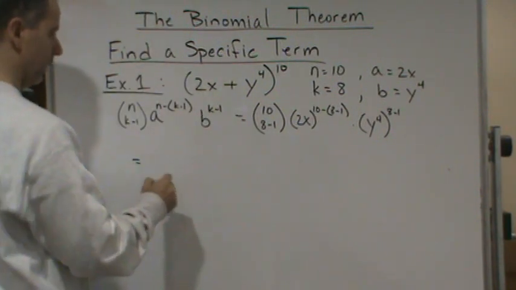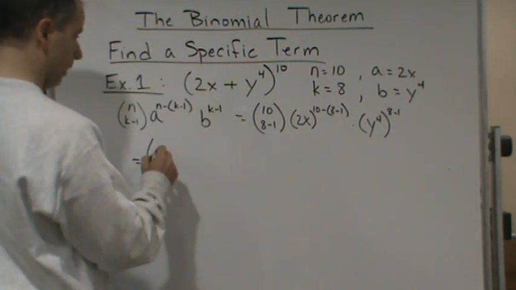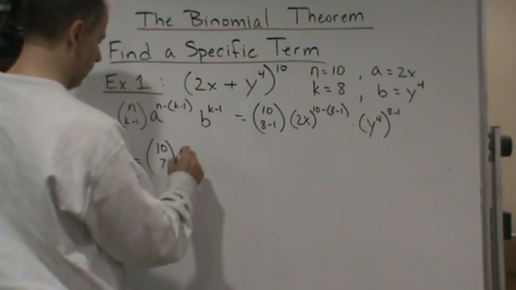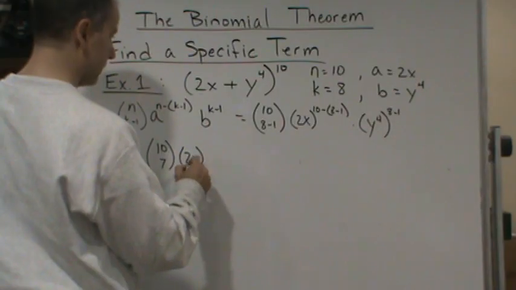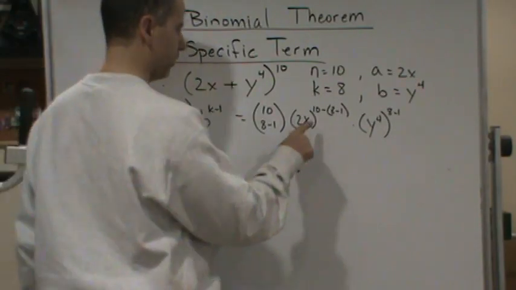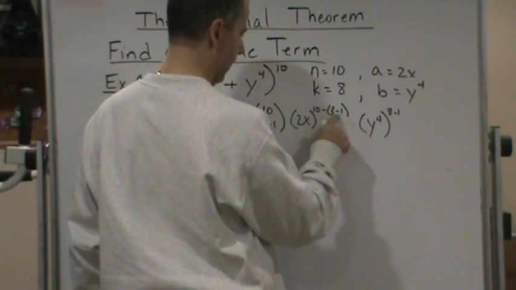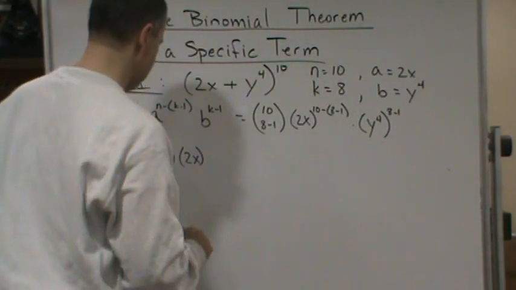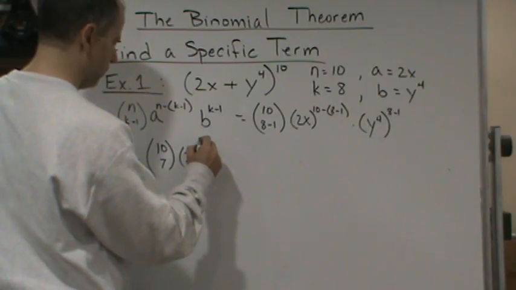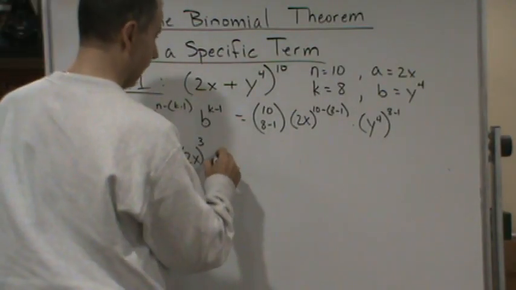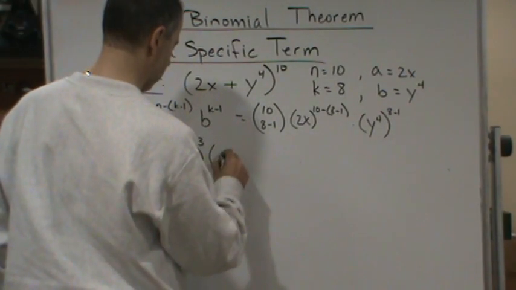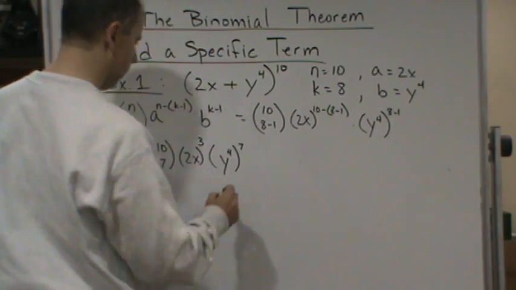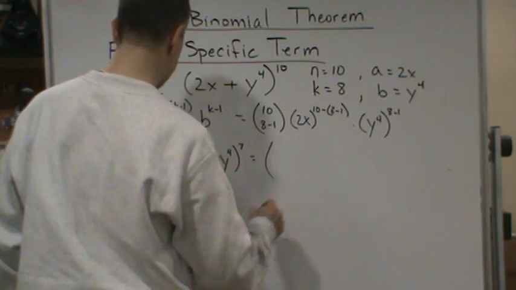And so then this equals what? This gives us 10 choose 7 times 2x raised to, now here's the thing, we're taking 10 minus (8 minus 1). So 8 minus 1 is 7, 10 minus 7 is 3. So 2x to the 3rd, and then this is going to be y to the 4th raised to the 7th power.